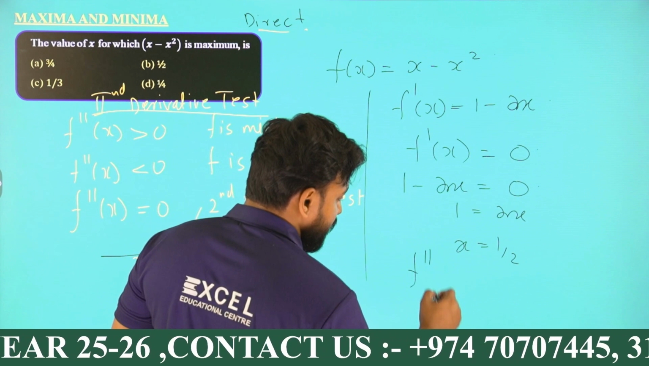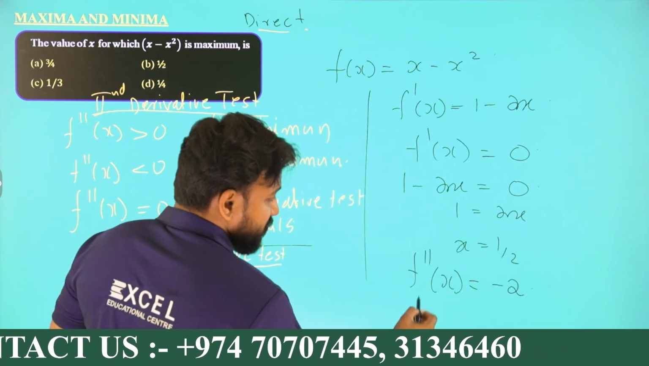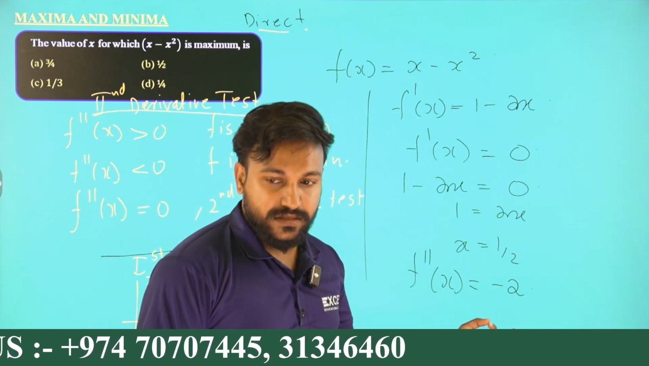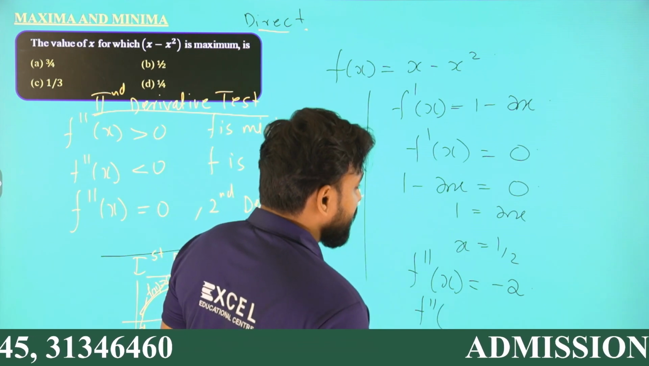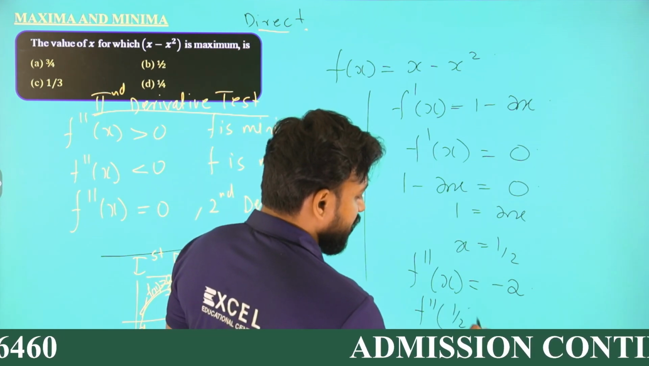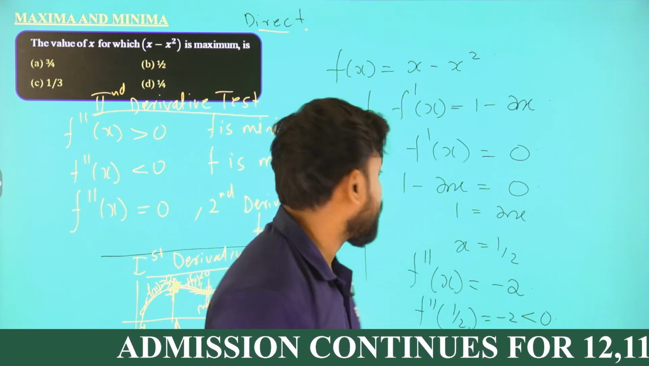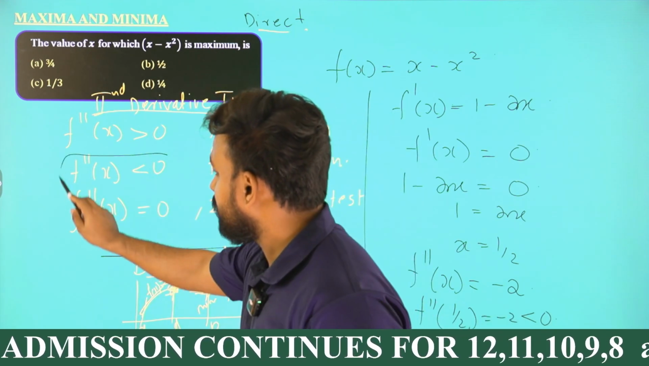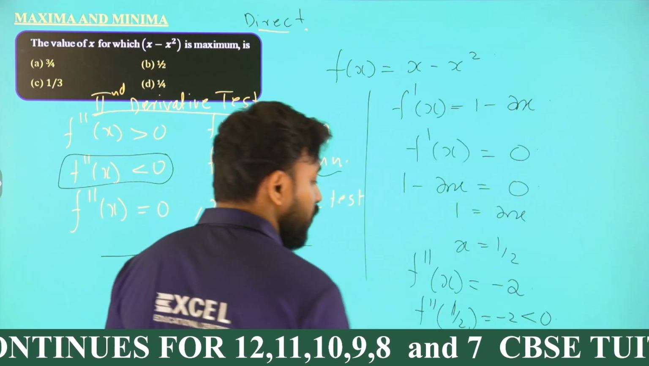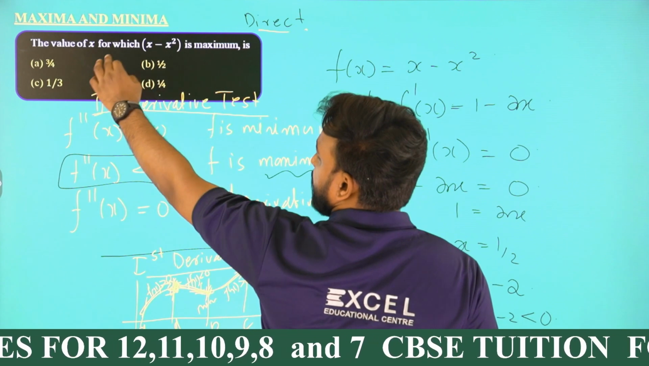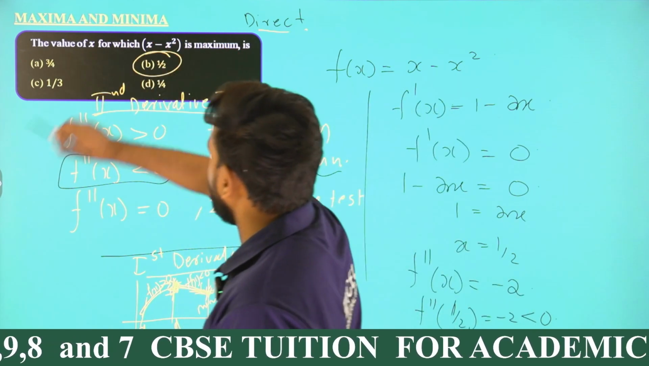Then we go for the second derivative test. What is f double dash of x? The derivative of this is minus 2. In this second derivative there is no x, so for whatever the critical point, you only get negative 2, which is less than 0. If f double dash of x is less than 0, it's a maximum. So it's a maximum at 1 by 2. So the value of x for which x minus x square is maximum is 1 by 2. So your answer is 1 by 2.